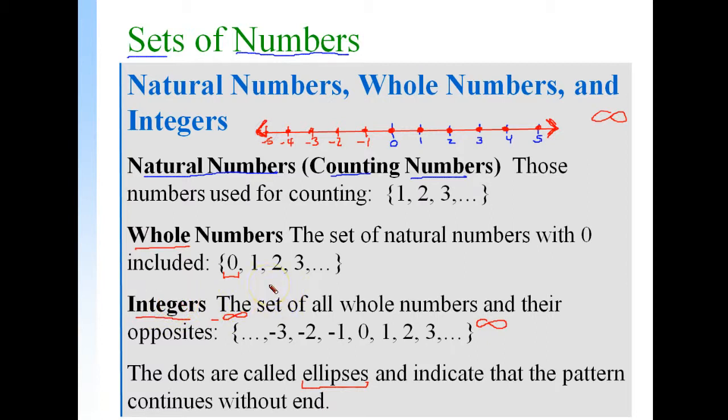Now, while I'm using this line, are there other numbers on this line? And the answer is yes. For instance, between 0 and 1 is 1/2. And a little bit to this side is 1/3.